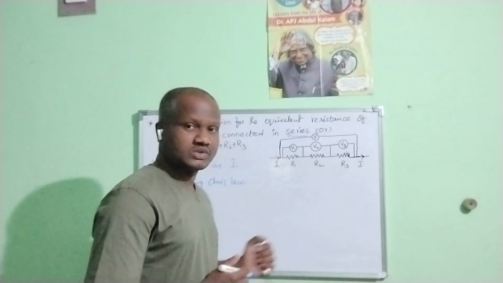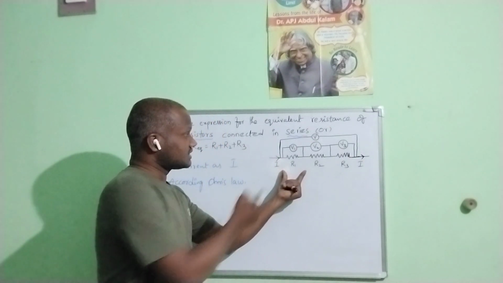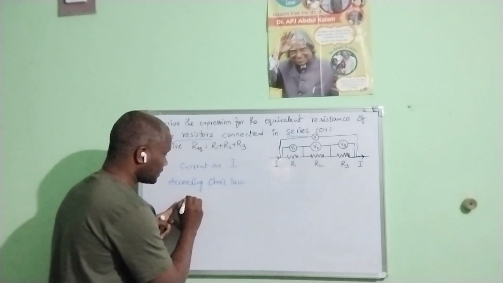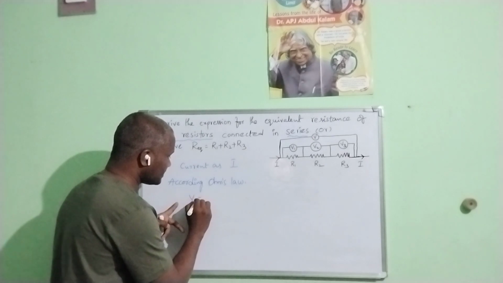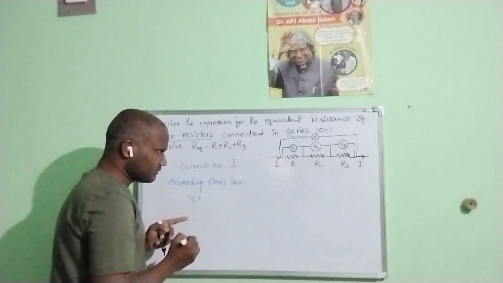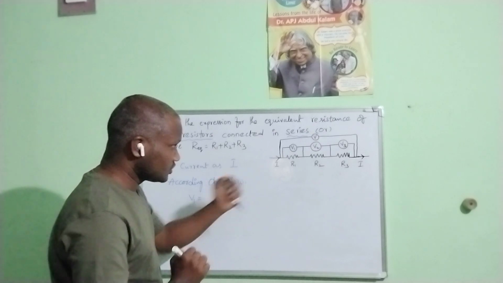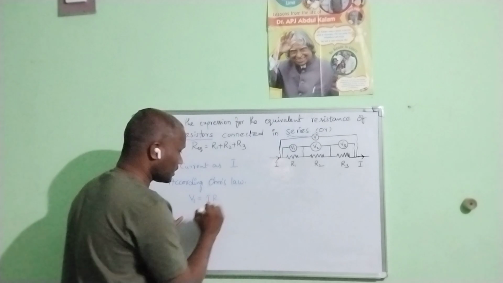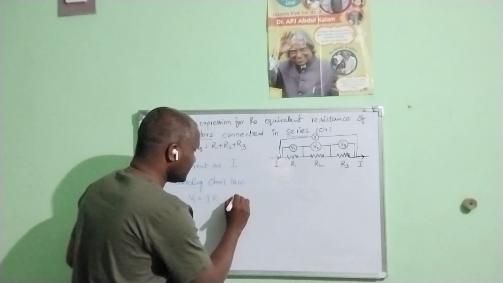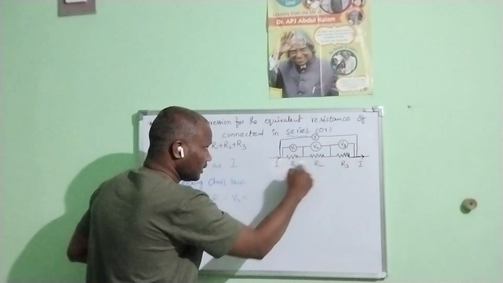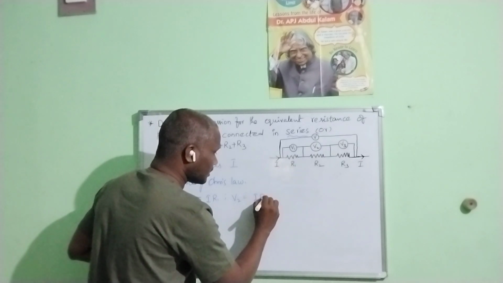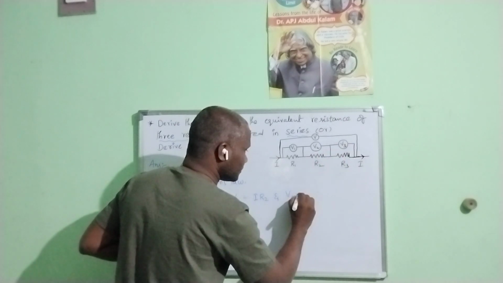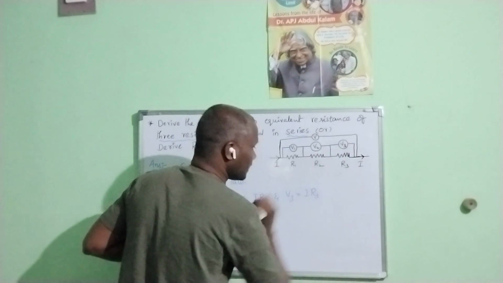Here we apply this Ohm's law. If we apply Ohm's law for this circuit, here V1 is there. So according to Ohm's law, the general formula is V is equal to IR, but in our situation V1 is equal to I into R1. V2 is equal to I into R2, and V3 is equal to I into R3.